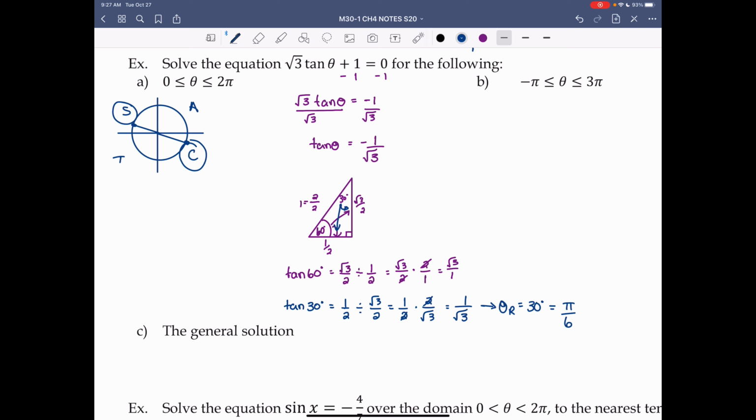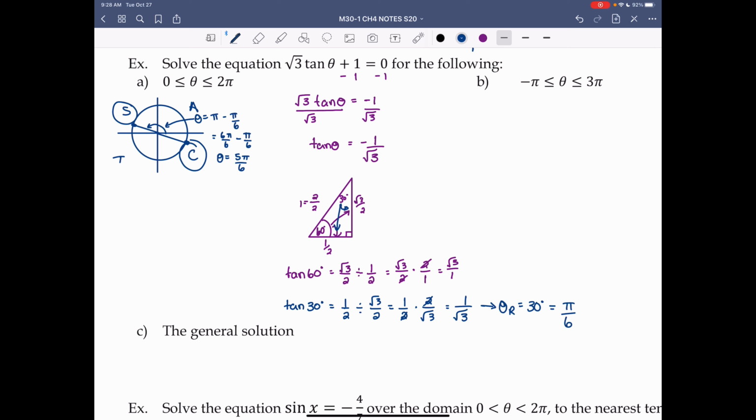Then we have our domain is from 0 less than or equal to theta less than or equal to 2 pi. So one full rotation in the positive direction, which means we have one angle here and one angle here, and that's it. So we're going to have two solutions. The first one, theta would equal pi, because that is quadrants 1 and 2, and then minus our reference angle of pi over 6. We can write pi as 6 pi over 6, and then minus pi over 6. So we get theta equals 5 pi over 6.